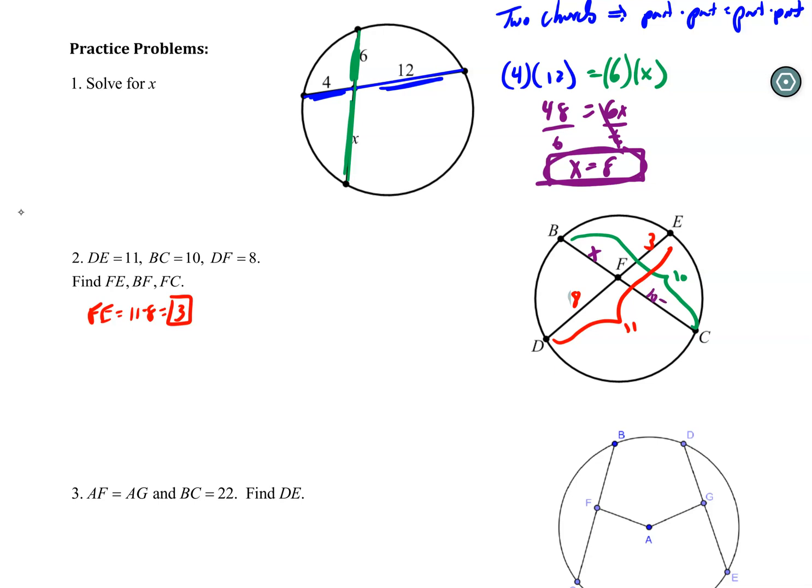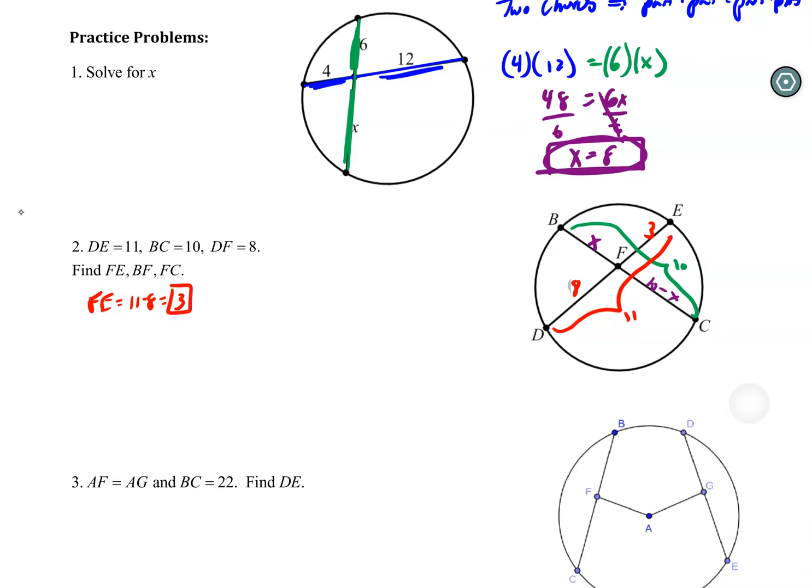So this is going to be 10 minus X now, right? That's a way for us to represent FC in terms of X, since we don't really know what X is. But I'm doing that so that now I can create a proportion out of their two chords. Right? So I can now say that the parts of DE, so 8 times 3, has to be equal to the parts of BC, which is X and 10 minus X.